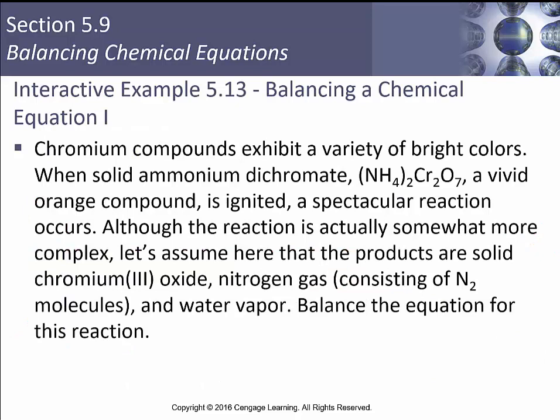All right, so let's look at balancing a chemical equation example again. Chromium compounds exhibit a variety of bright colors. That's where we got the word chromium, for color. Right? Compounds exist in a variety of colors. When solid ammonium dichromate, (NH4)2Cr2O7, a vivid orange compound, is ignited, a spectacular reaction occurs. It is a pretty cool reaction.